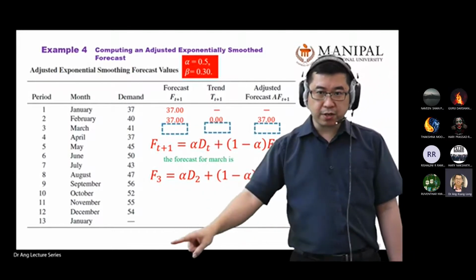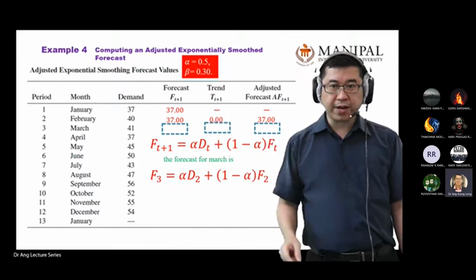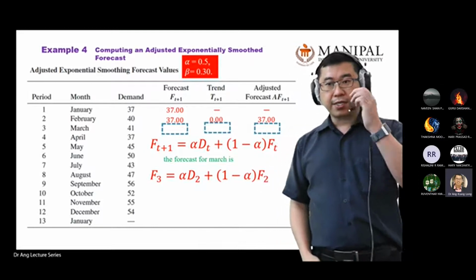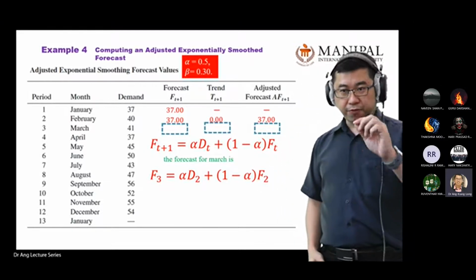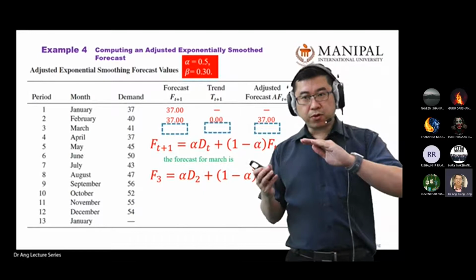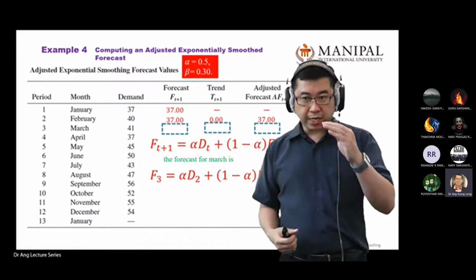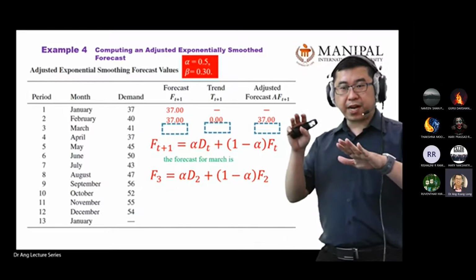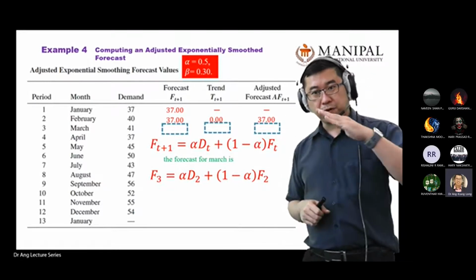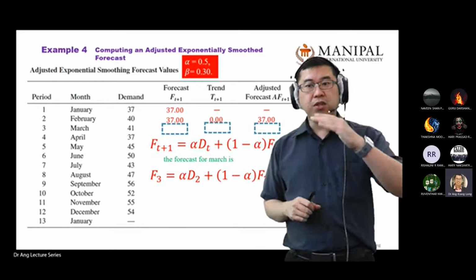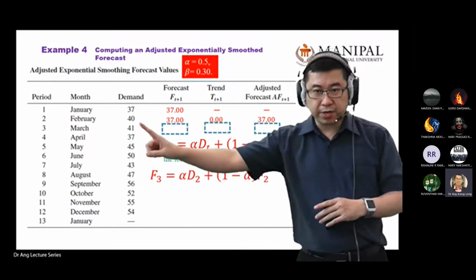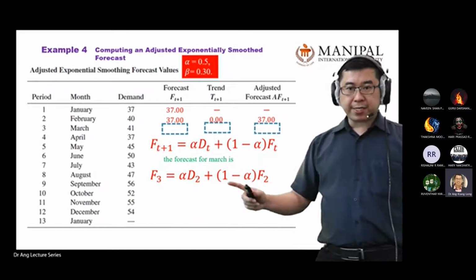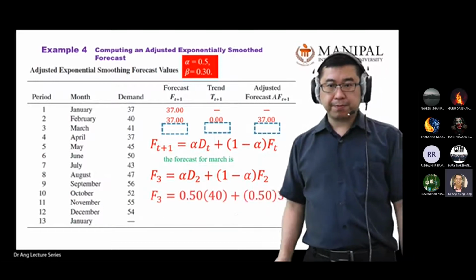Alpha for this column here, we are using alpha 0.5. Why alpha 0.5? Why do we choose alpha 0.5 again? Just now you saw 0.3 and 0.5. So 0.5 is nearer to the raw data. That's why we choose between 0.5 and 0.3: we choose 0.5 because alpha 0.5 is near to the real demand data trend.